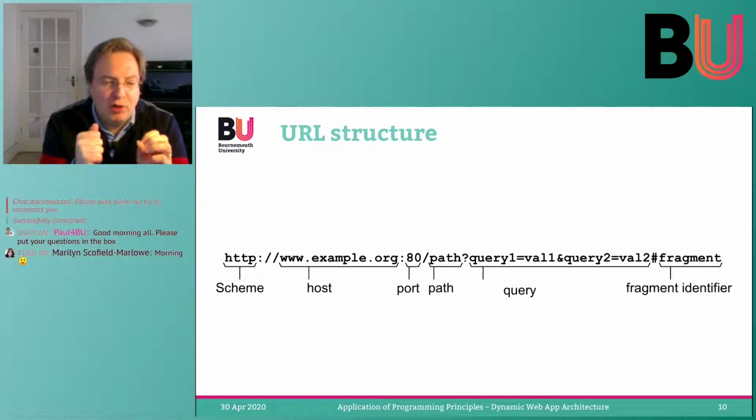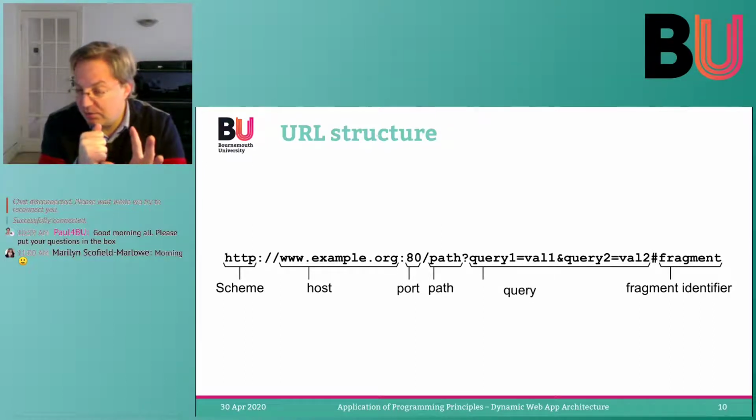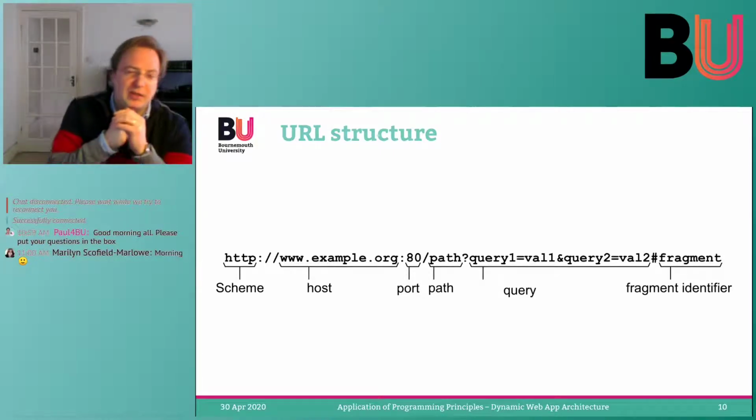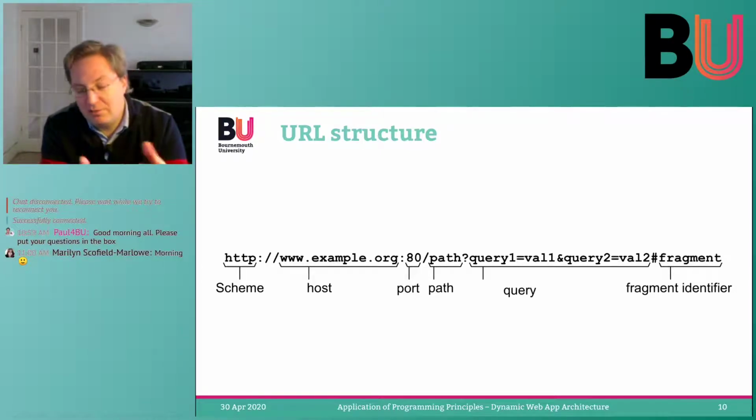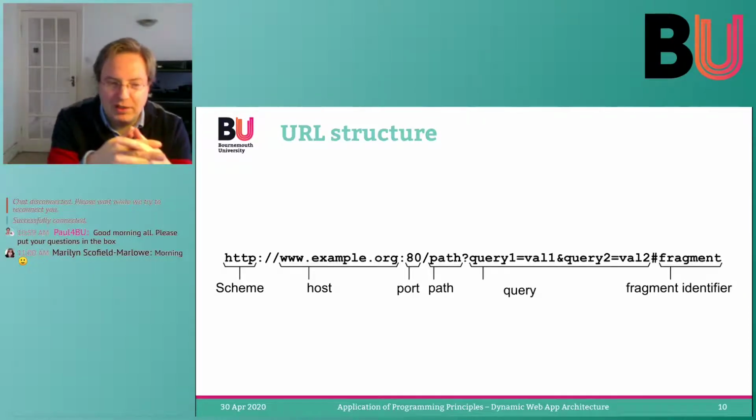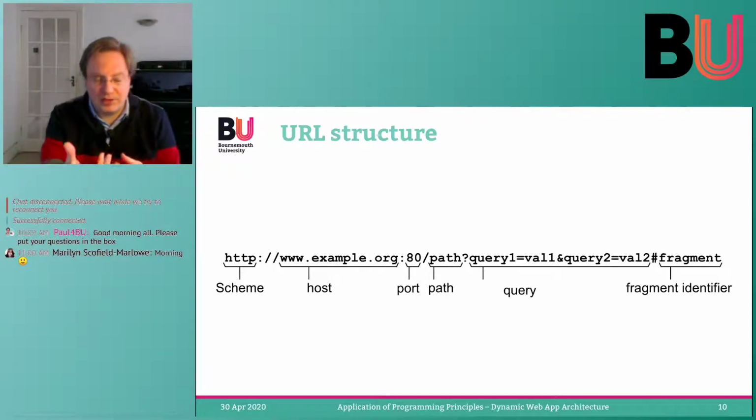And we have the host name or the host IP address. So it can be either a name or an IP address, IPv4 or IPv6. And the host name then gets translated by your browser or your operating system into an IP address. And that's where it goes to make the request.